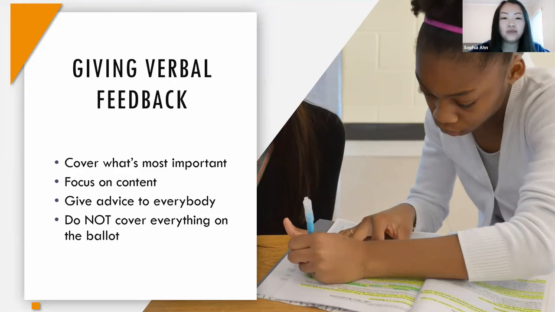Another really important thing when giving verbal feedback is to make sure that you give everybody equal feedback. So don't just focus on maybe one student if they didn't give as good of a rebuttal that didn't help you write your ballot. Try and give everybody equal feedback, that way everyone can equally learn from the debate round.